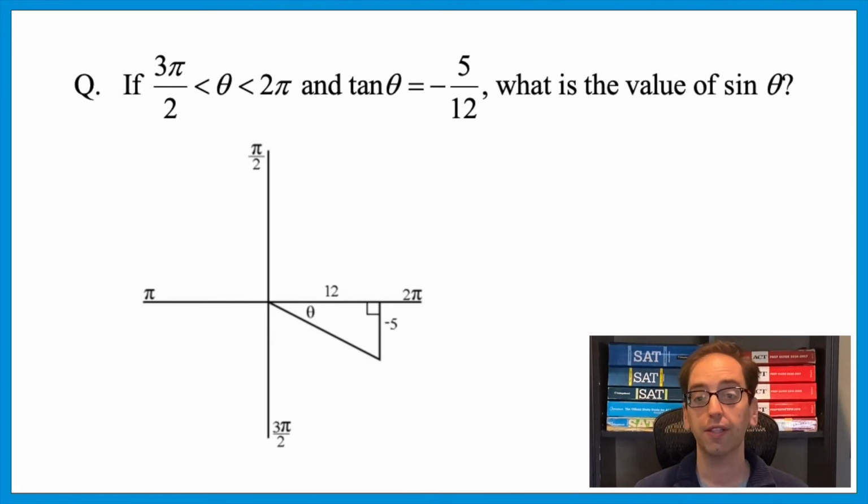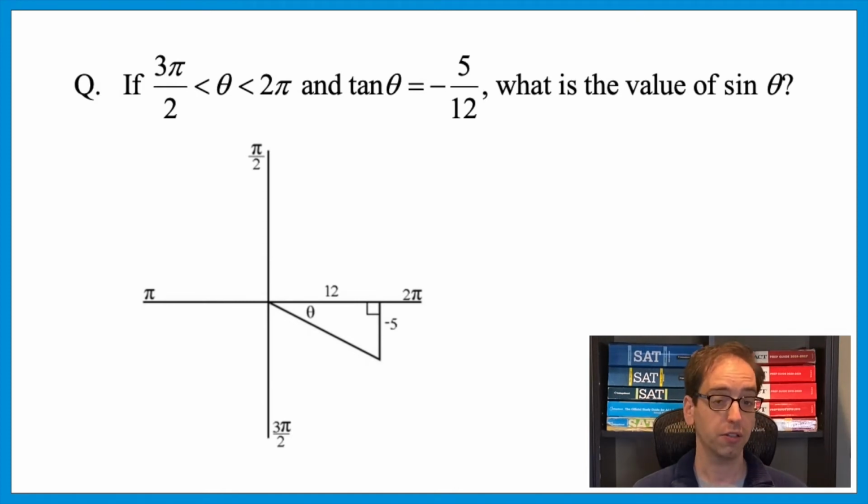And now they're asking for the sine of the angle. How do we find sine? Well, let's go back to the mnemonic device, SOHCAHTOA. So, SOH, sine of an angle, is the opposite over its hypotenuse. So we know the opposite is the negative 5. And now we need the hypotenuse. How can we find that?